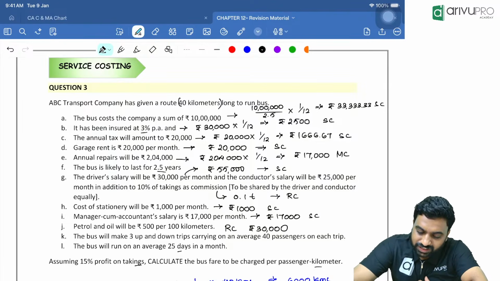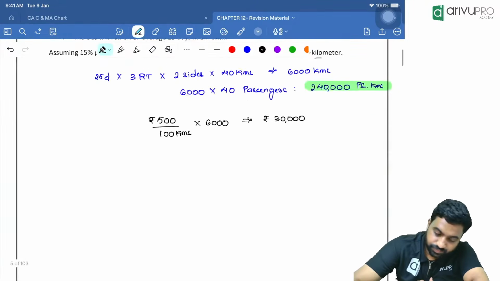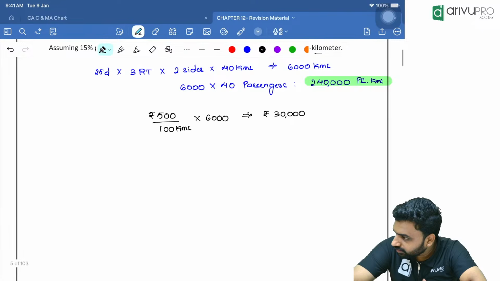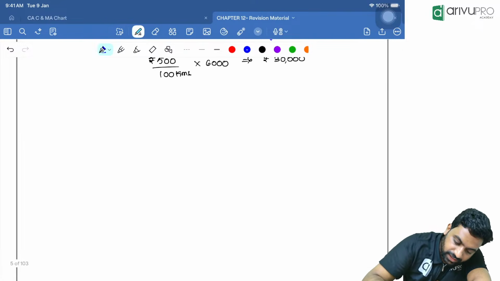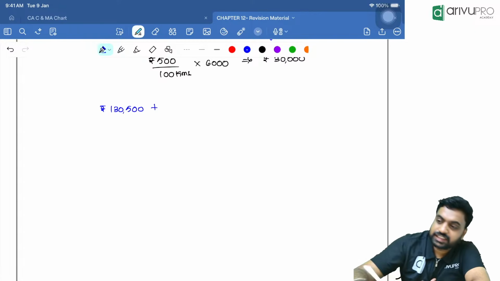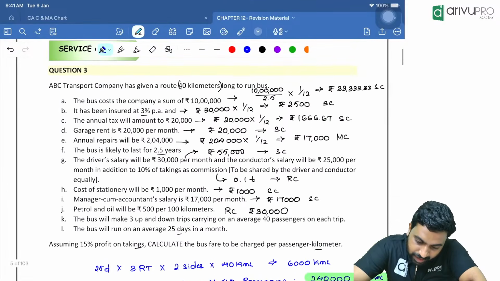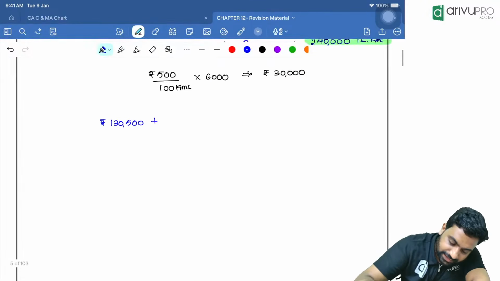33,333.33, 2,500, 1,666.67, 20,000, 55,000, 1,000 and 17,000. Petrol running, madam. How much is it? 1,43,000. Standing charges 1,30,500 plus maintenance charges. Maintenance charges, only one thing is there, which is 17,000.